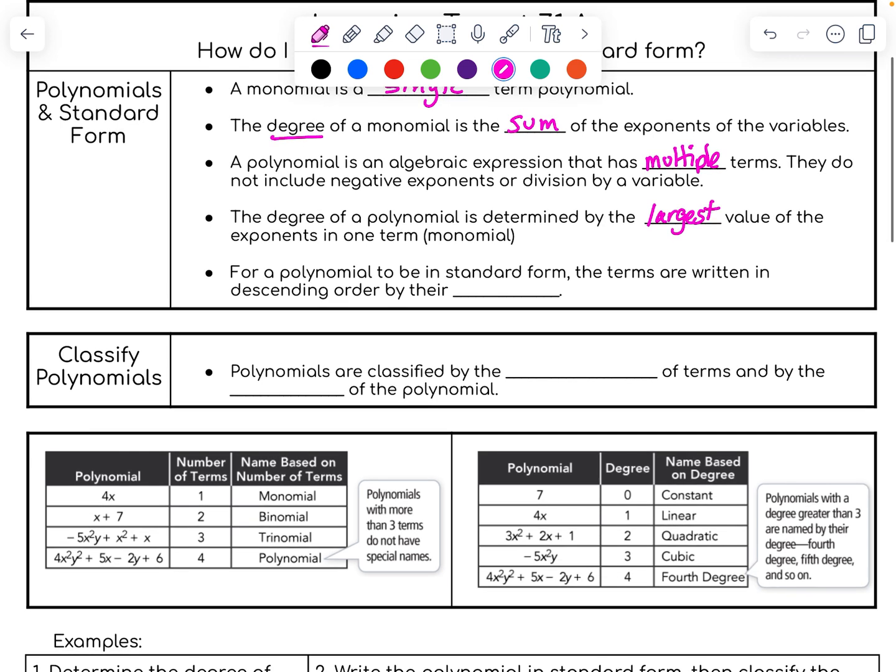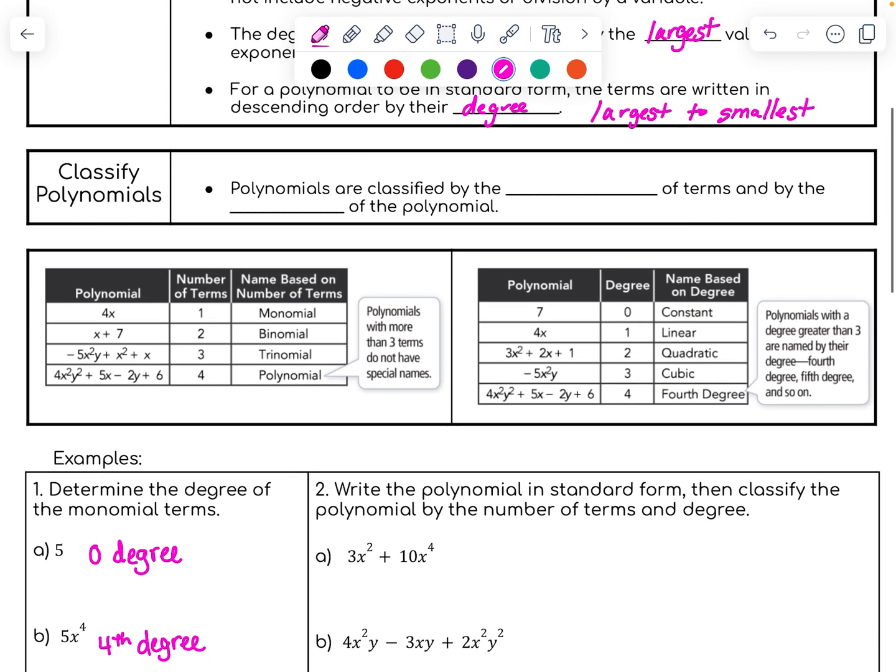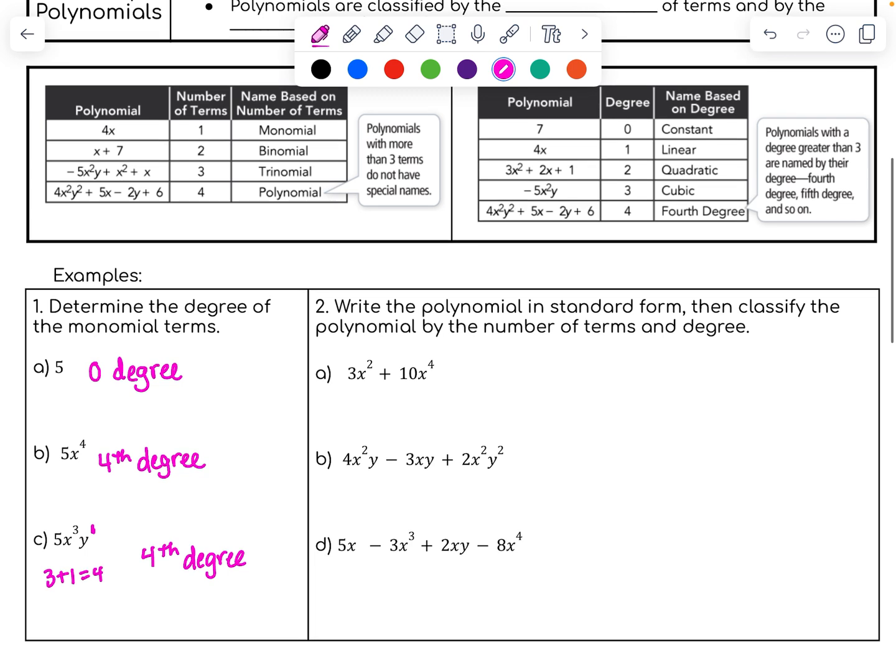And then one thing we're going to use a lot is what we call standard form. For a polynomial to be in standard form, the terms are written in descending order by their degree. So they're going to go from largest degree to smallest degree. So if we come down here and look at these examples, the first thing we're going to do is just write them in standard form.